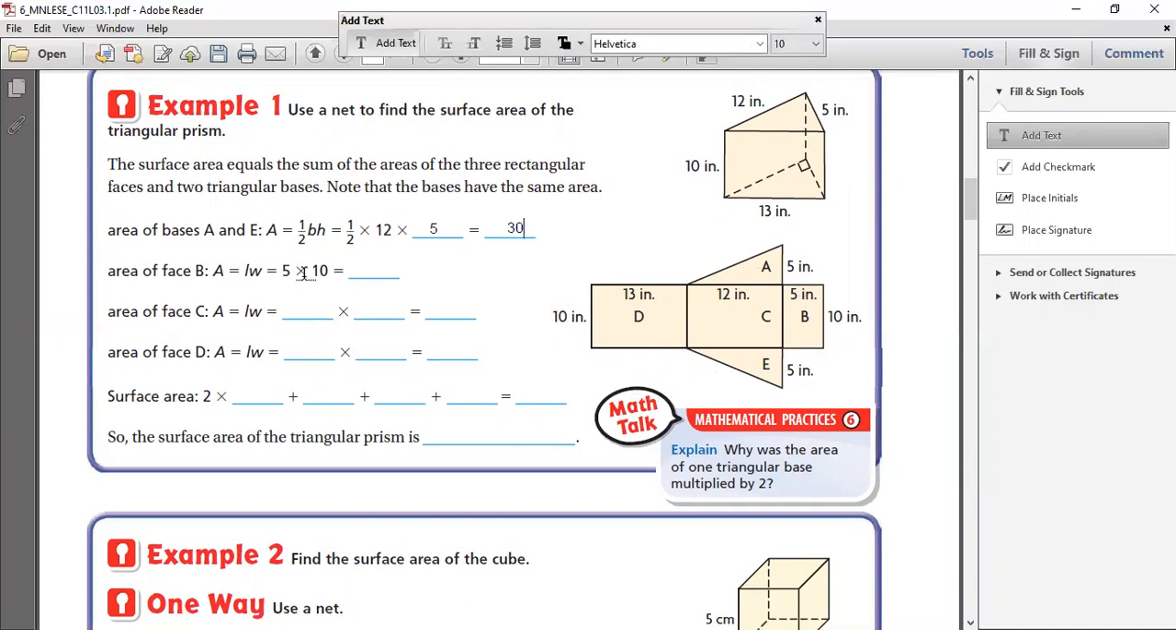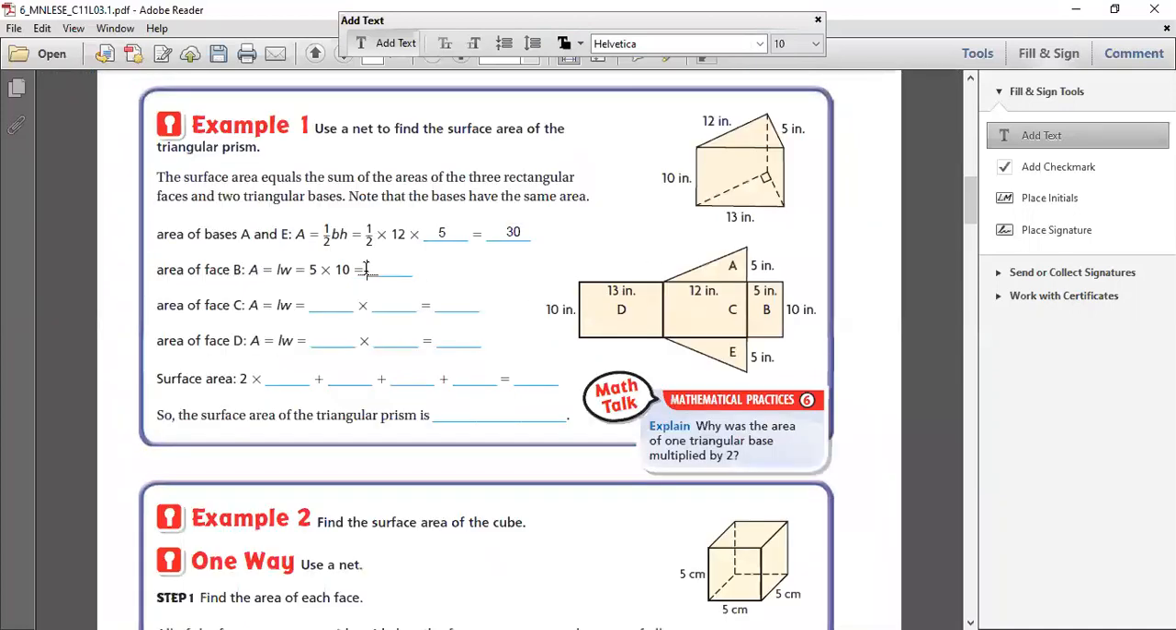Fine. So next one, area of face B. Now this is B. So what are we going to multiply? We are going to multiply the length with the width. So 5 multiplied by 10, which is going to give us 50.